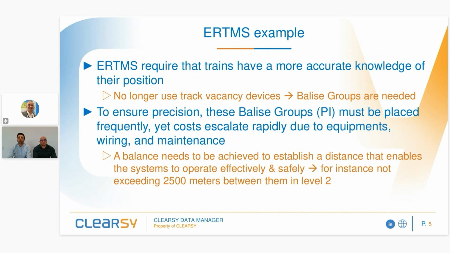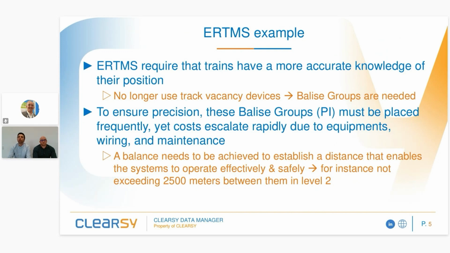If we take an ERTMS example to go a bit further, we know, for example, that trains must have a more precise knowledge of their location, which means that we will need balise groups. To ensure precision, we'll put all these balises in periodic locations.